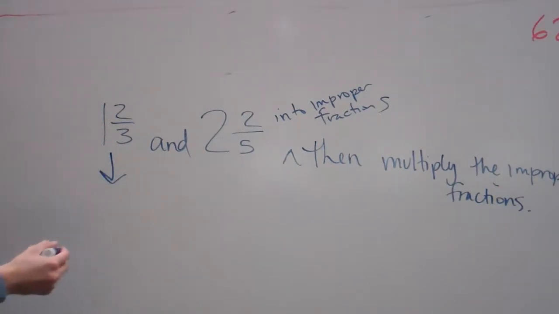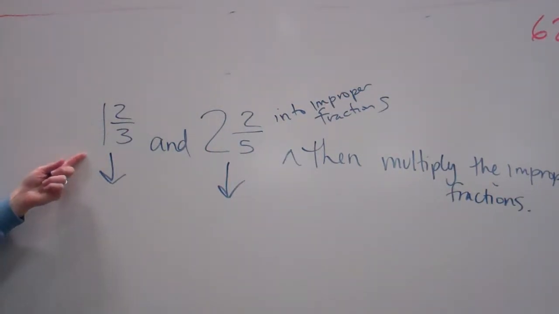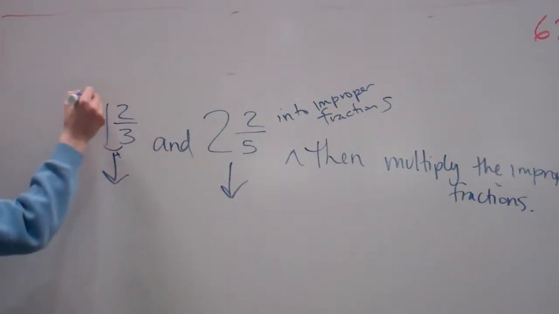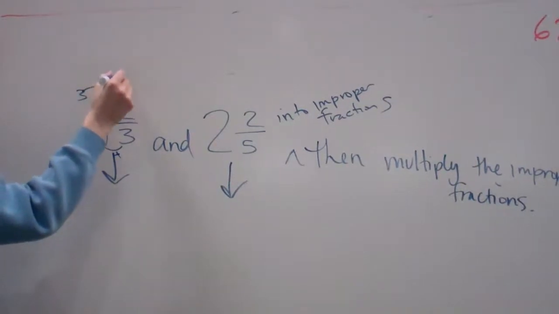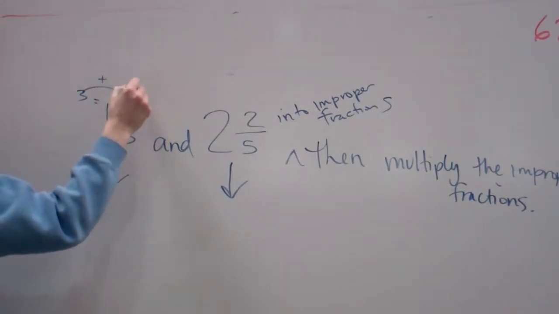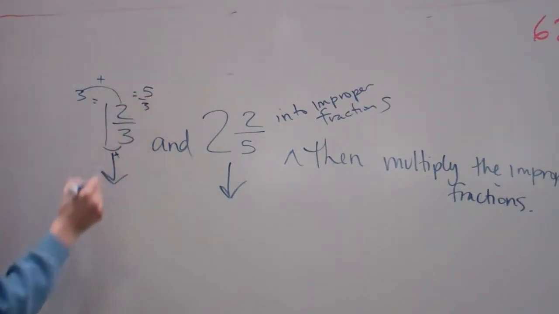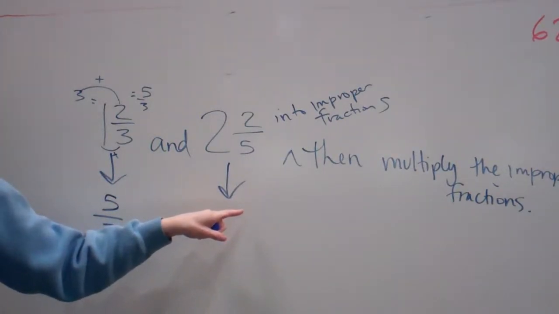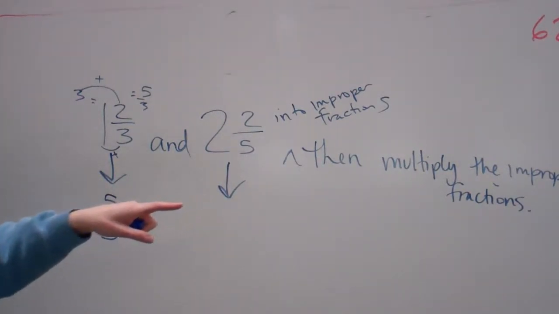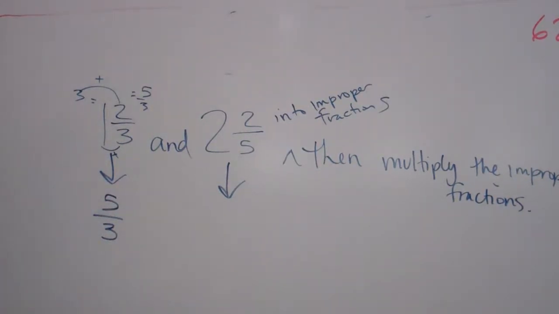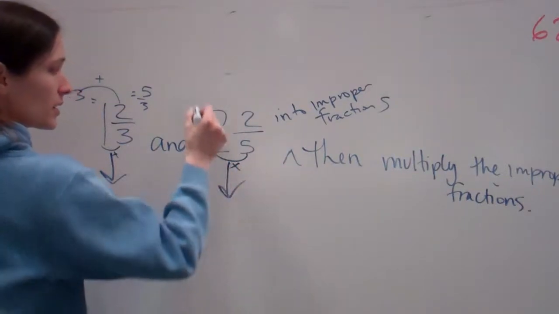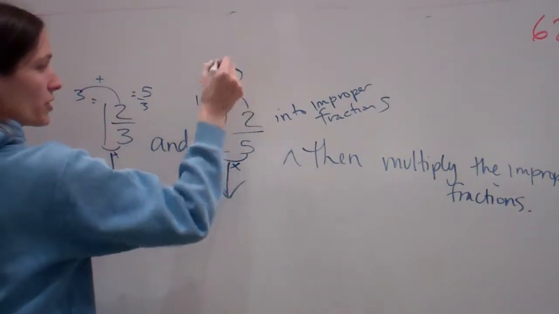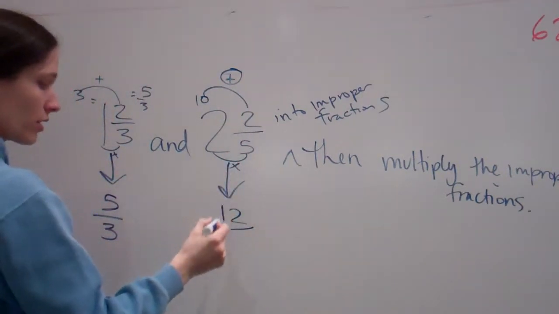What are we going to convert that one to? And what are we going to convert that one into? Who wants to help me with the first one? Jaden? Okay, so 3 times 1 is 3. Plus 2 is 5. 5 over 3. Very good. So this one's going to become 5 over 3. What about this one? Isaac? 5 times 2 is 10. And 10 plus 2 is 12. So we would do 12 over 5.